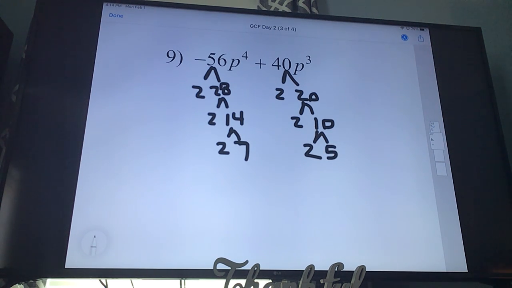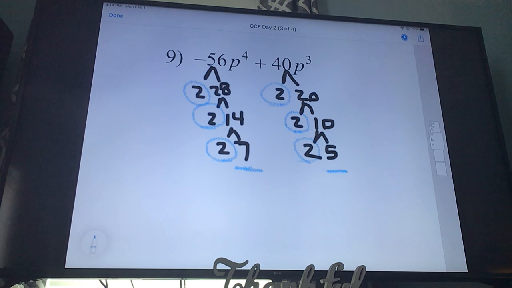Okay, and so we need to look at for our matches. Well, this one has a 2, and this one has a 2. Okay, I have another 2 and another 2. And I have this 2 and this 2. The only two numbers that are left are going to be this 7 and this 5, which are not matches, so we can't use those.